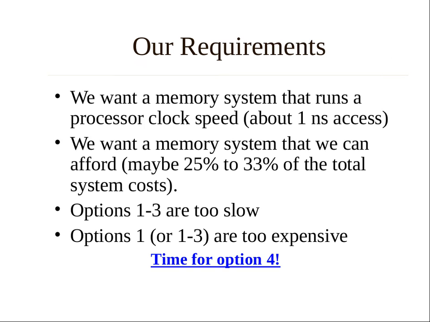So we want a memory system that runs at a clock speed of about 1 nanosecond. If you have a gigahertz, you do the math, your clock period is 1 nanosecond. We want memory systems that we can afford, so maybe 25 to 30% of the total cost. As I just showed you, options 1 through 3 are too slow, and actually all of them are too expensive, so we have to come up with something else.